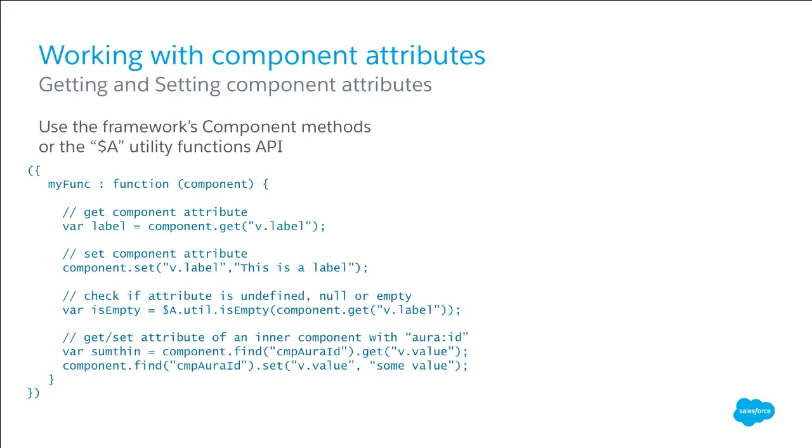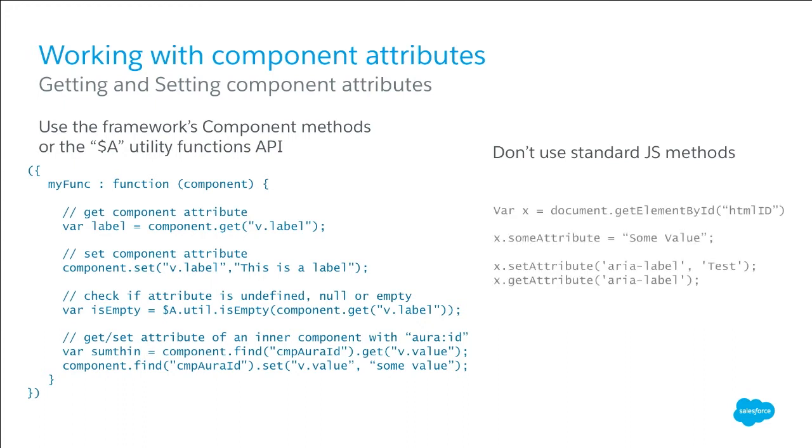But we don't do this in usual HTML, JavaScript web development. That's not recommended. This is what you should be doing. That will probably not work as well. So don't use standard JS methods. For example, these. Don't use a document get element by ID. Don't access the DOM directly. Use the components framework, right? X.sum attribute, set attribute, get attribute. These will most probably not work as well. Okay, that's about working with attributes.